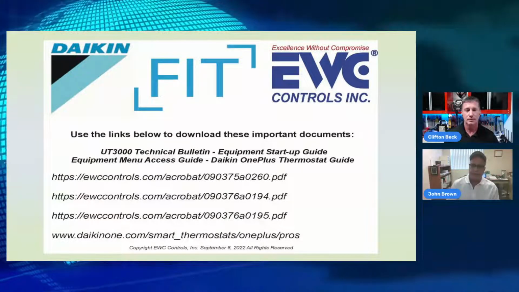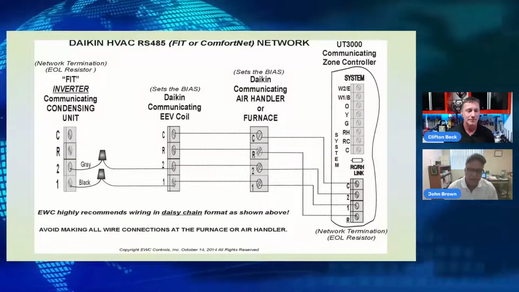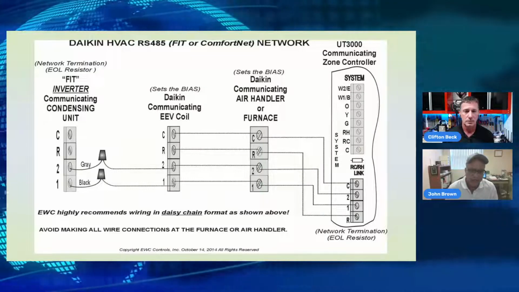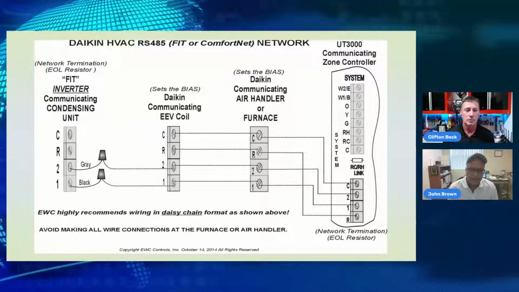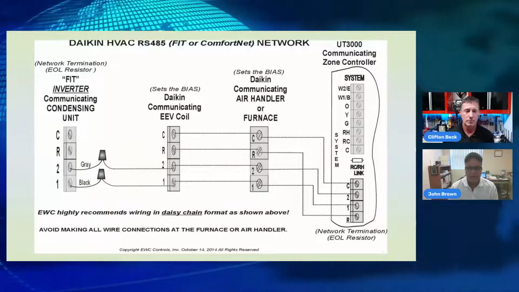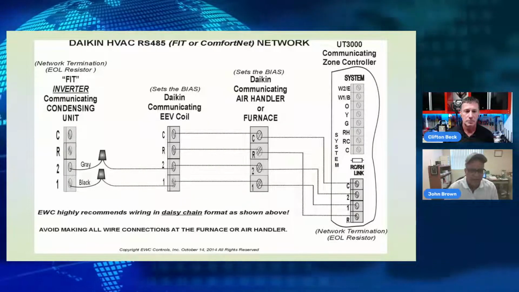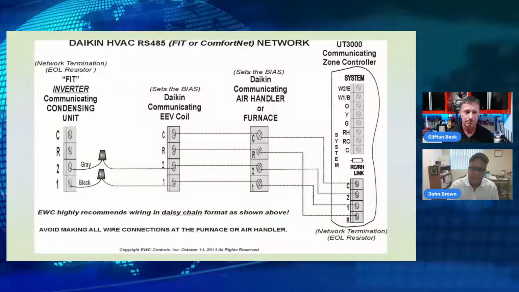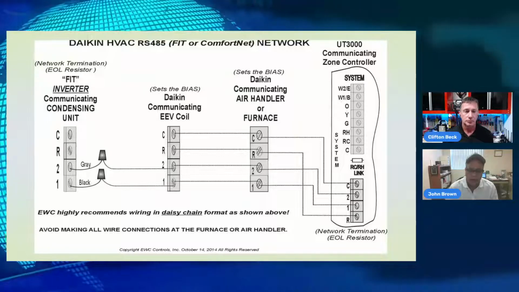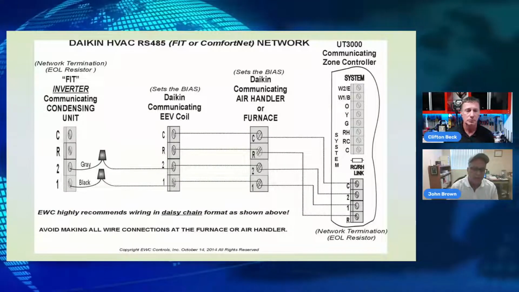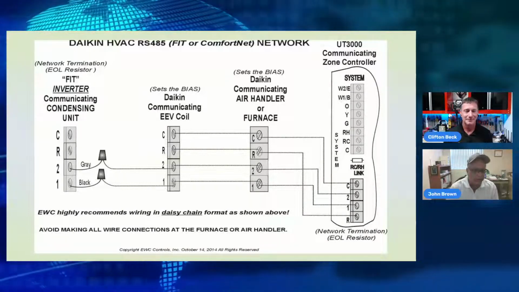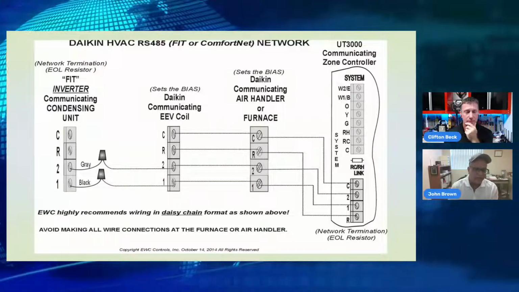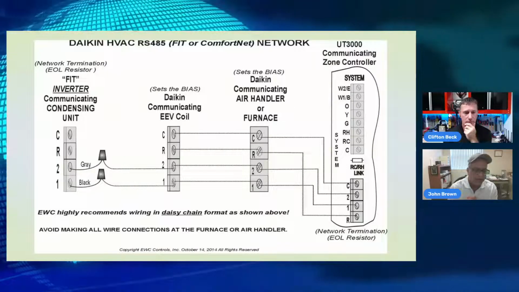Now, this graphic you're looking at in front of you, of course, is a hybrid RS-485 communicating network, specifically for the Daikin communicating line of equipment. On the left, you see the outdoor inverter. This could be the FIT inverter or the original cube inverter. Notice in the middle, the indoor evaporator coil is no longer a TXV. It's an electronic expansion valve that also has a communicating circuit board. There's the communicating air handler and/or furnace as part of the indoor package. And then on the lower right is the communicating block on the UT3000 zone controller. Think of this block like if that was the communicating thermostat. The UT3000 is essentially emulating a Daikin One communicating thermostat in that regard.